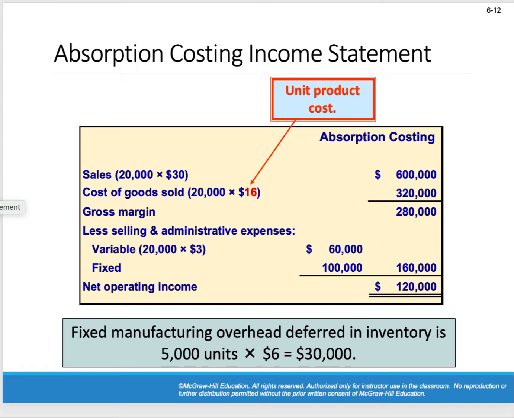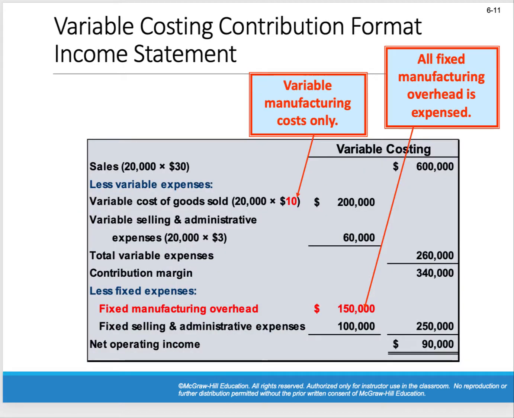Absorption costing says, okay, we're going to use that traditional income statement. We're going to use our unit product cost under the absorption method. We're only going to recognize the cost of the units that we sell, which is 20,000 times 16 gives us 320, okay? That means that floating out there on our balance sheet is fixed manufacturing overhead that absorption costing says we're not going to recognize until we sell that unit. Variable costing says, I don't care when you sell it, it's fixed MOH, expense it in the period in which it's incurred.